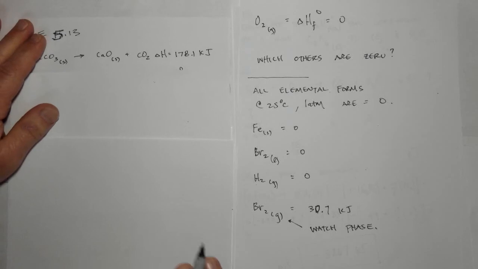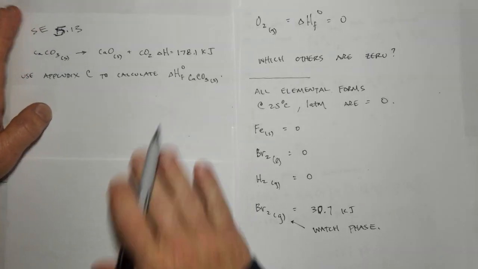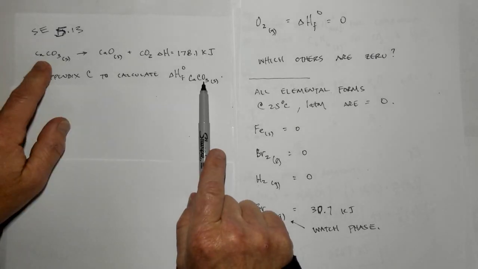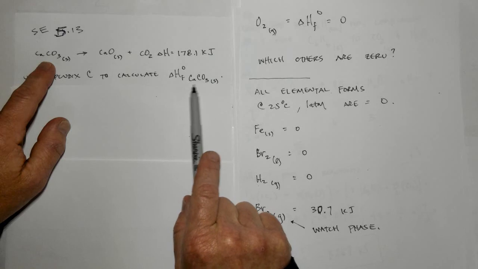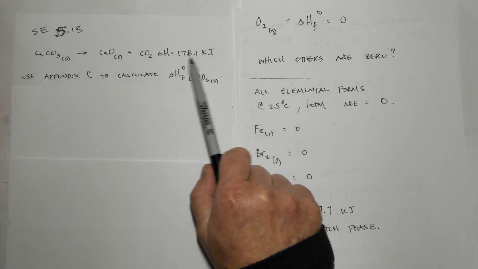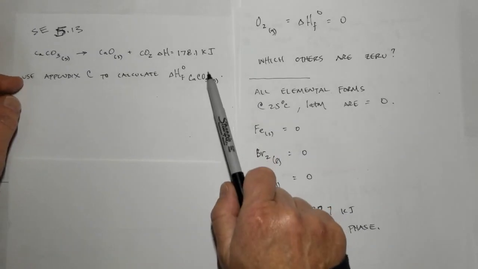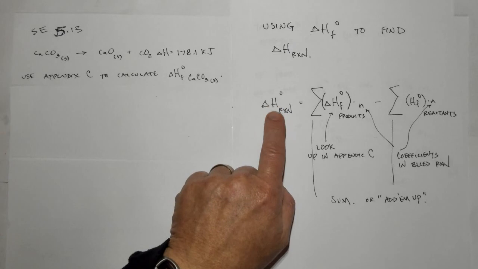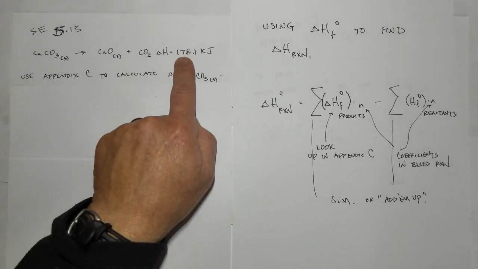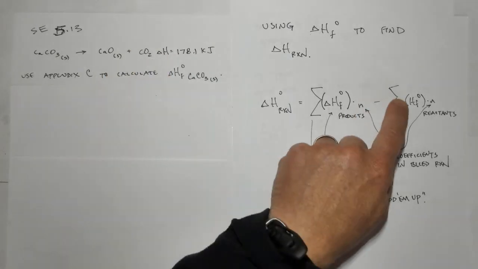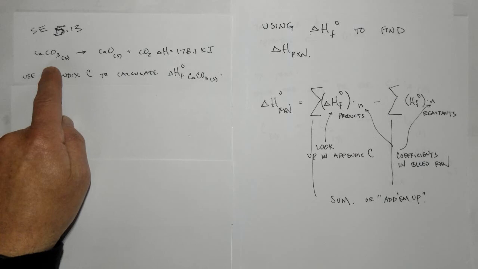So here's the question. Use Appendix C to calculate the enthalpy of formation for calcium carbonate. So now it wants to know just this particular substance's enthalpy of formation. Since we're given the enthalpy of the reaction right here in the thermochemical equation, now we've got to find this. If you look back at our equation right here, here's the thing we know. We could find the products by looking them up in Appendix C, but the reactant is unknown, and so we're going to have to find that.